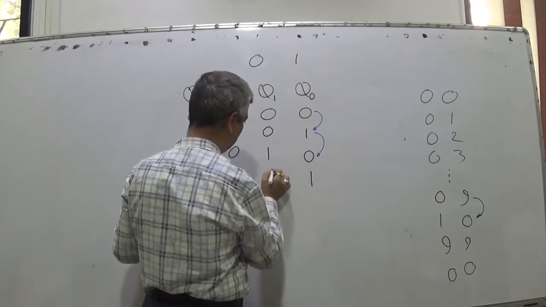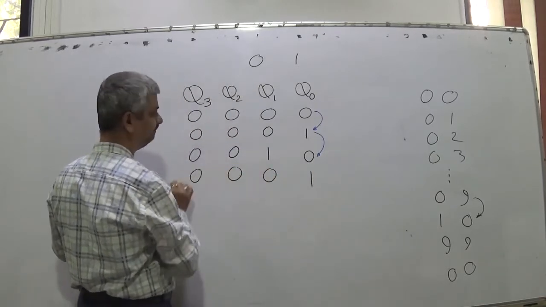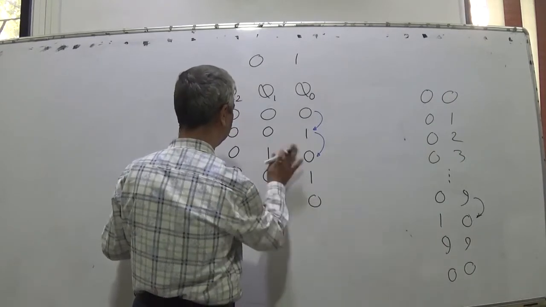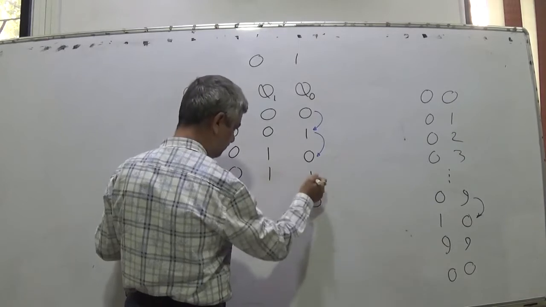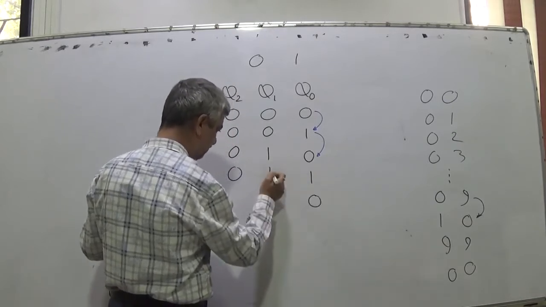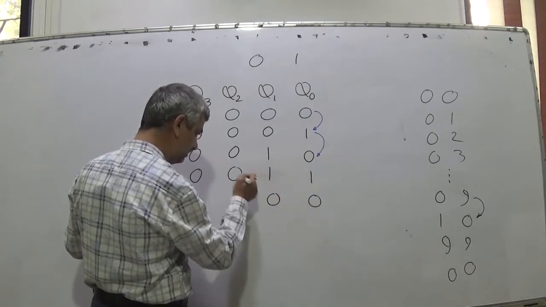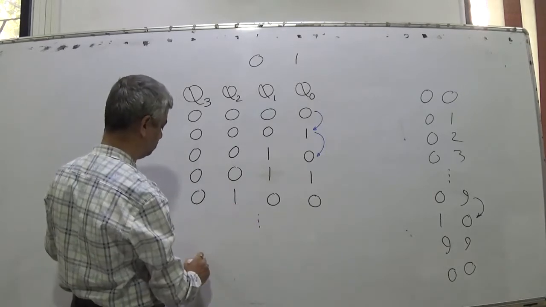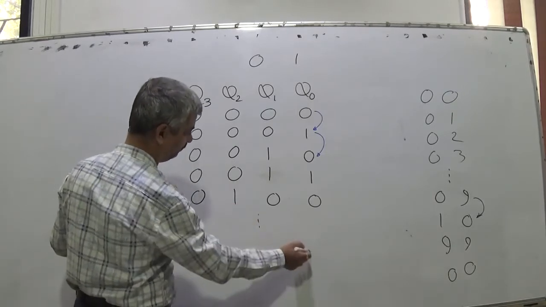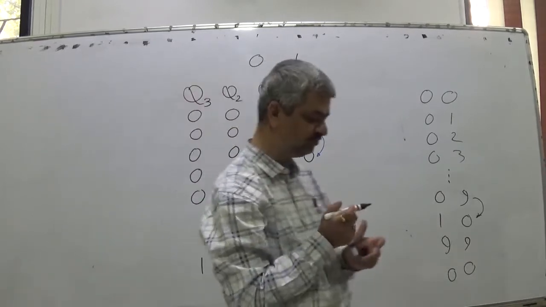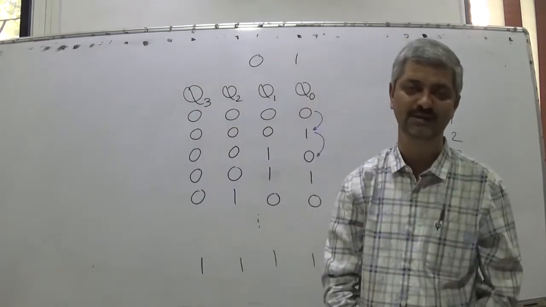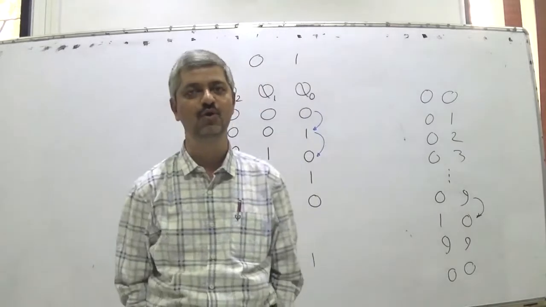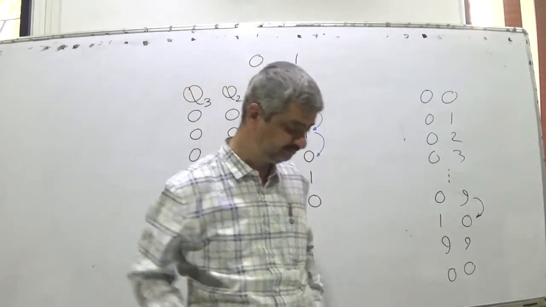If it goes from 0 to 1, no change here. Then next, from 1 to 0. So no changes here, so it was 1. It goes from 1 to 0. So change here, 1 to 0. And as 1 to 0 changes here, it changes. So in this way, you can go for all states, and the last state is 1, 1, 1, 1. So all zeros advance to all ones in 2 raised to n steps.